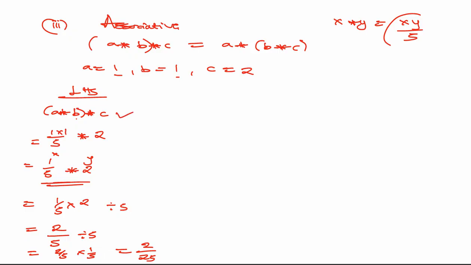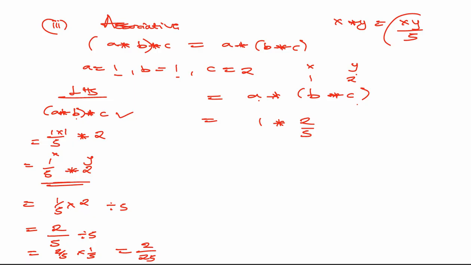Let's do the right hand side. The right hand side, we have a star (b star c). We start with what's in the brackets, b star c. In this case, our b we already know is 1 and our c is actually 2. This corresponds to x and this corresponds to y. So we get 1 times 2 because we have x times y, so we get 2 over 5.